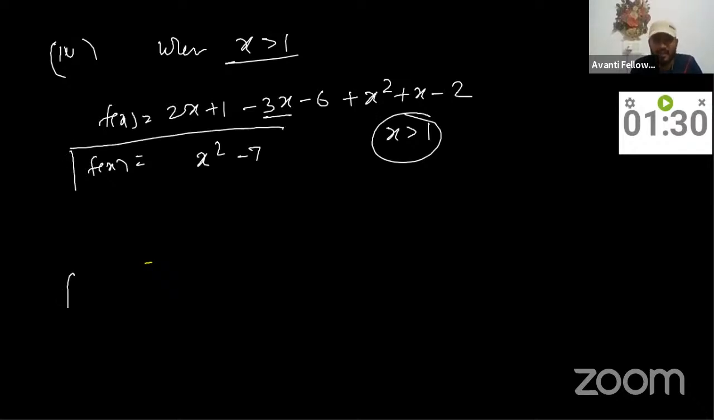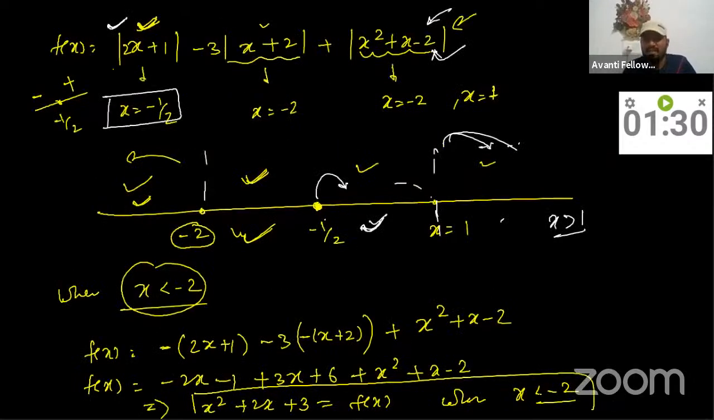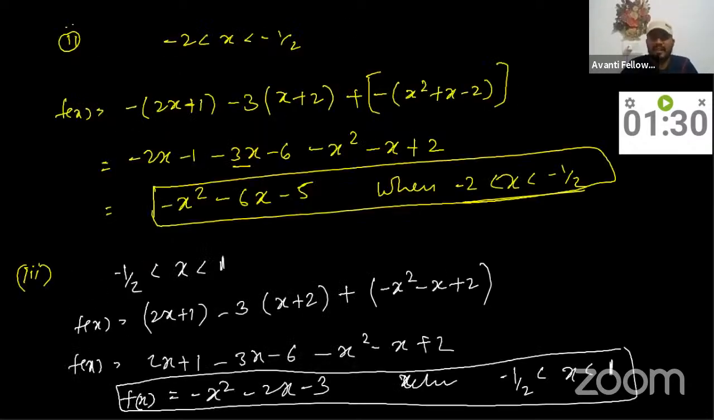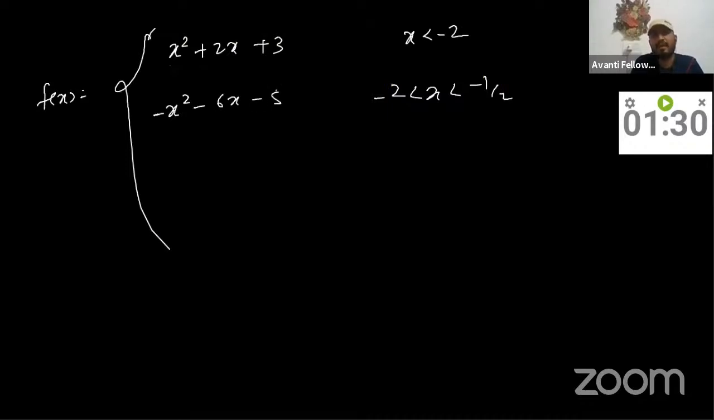So can you define your f of x? Yes, I can define my f of x. Let's write down the f of x. We got the 4 branches. First, when your x is less than -2, we got x square plus 2x plus 3. When your x lies between -2 to -1/2, the second region, the function is defined as minus x square minus 6x minus 5.